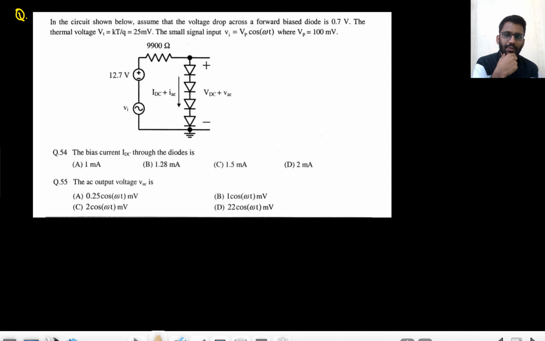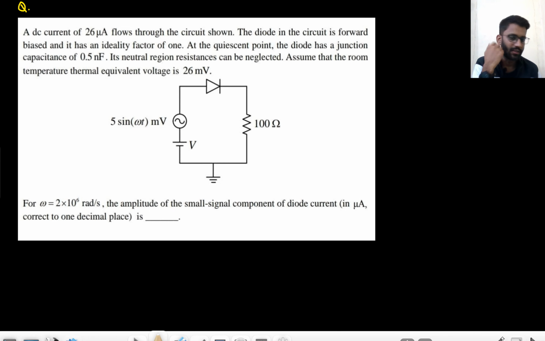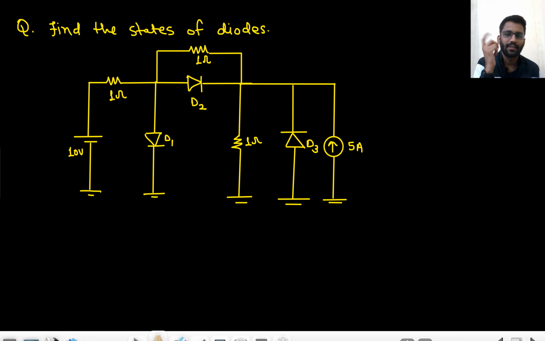This was a GATE 2022 question. This was also asked in GATE. This was also asked in GATE. These questions you can solve. Let's start with the first one.